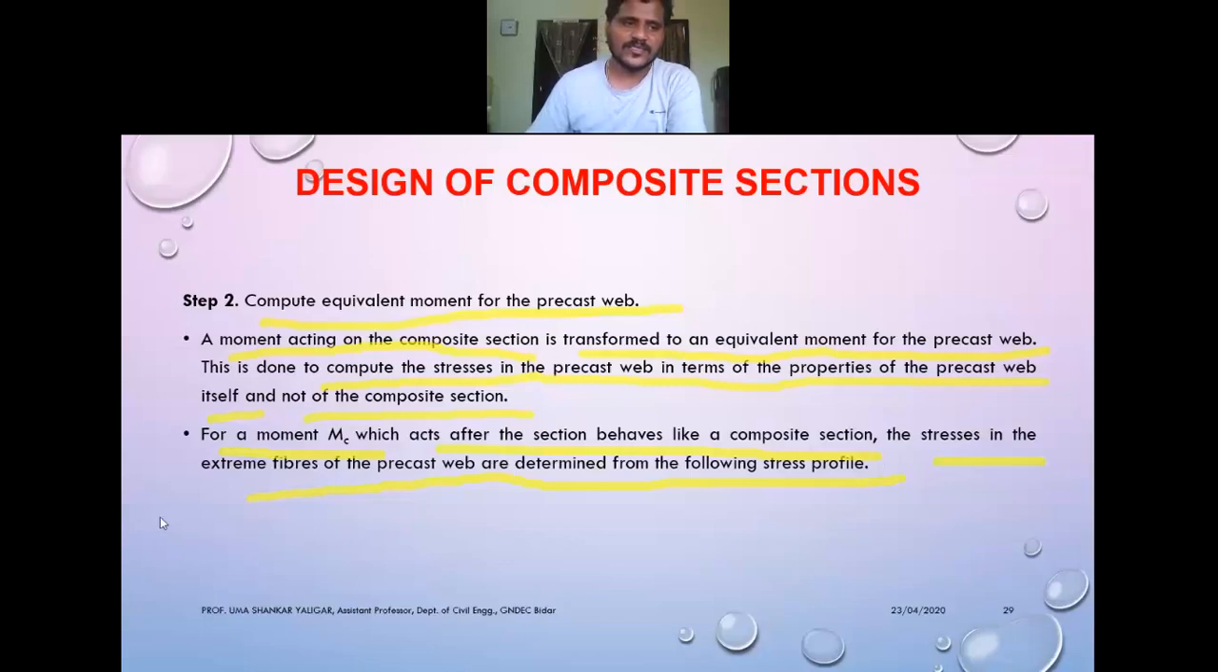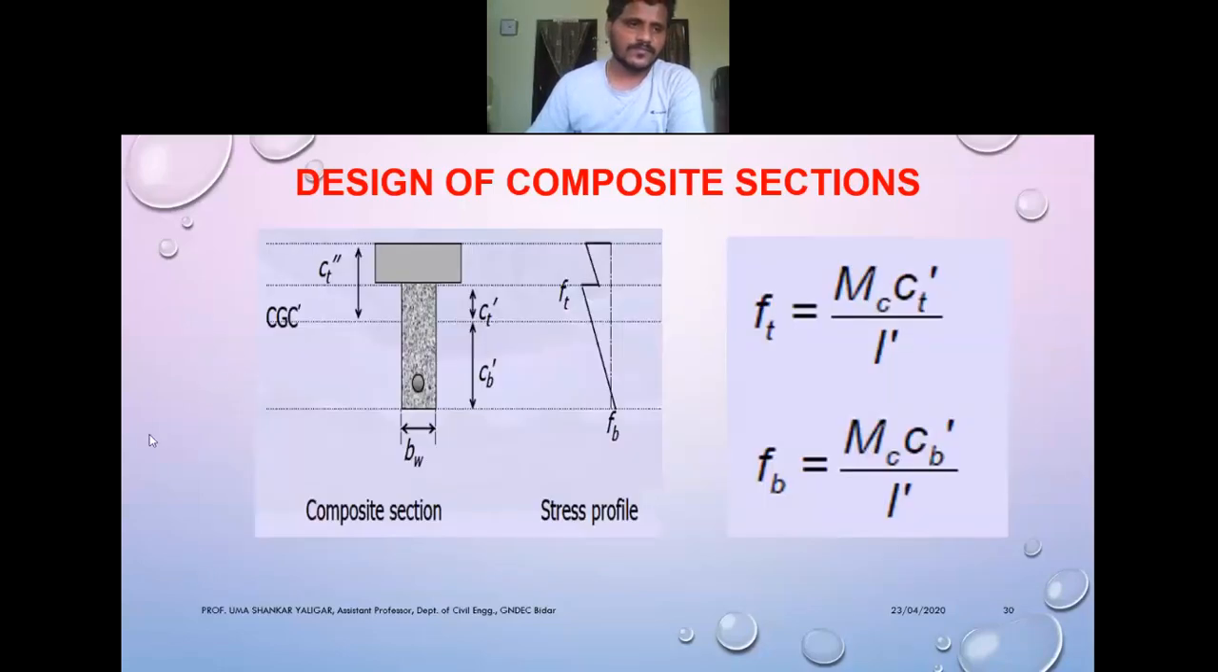If this is the case, then how can we calculate the stresses in your precast web? Now here you can use this expression. See, this is your web and this is your flange. From CGC up to the top fiber, it is CT double dash, and here it is up to the intersection between your top flange and web. This is CT dash, and this is CB dash.